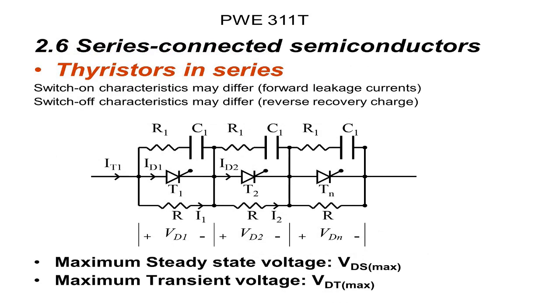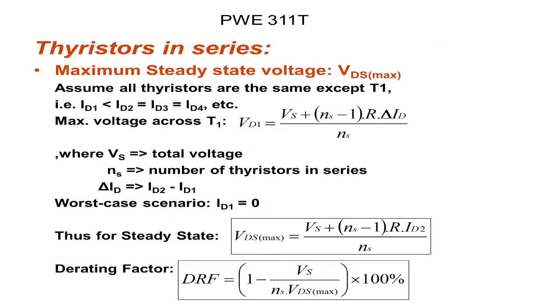Okay, because diode 2 and diode 1, the current is not the same, because the diode 1 and diode 2 are two different things. Okay, in this case. All right, so then the worst case scenario is that ID1 is 0.